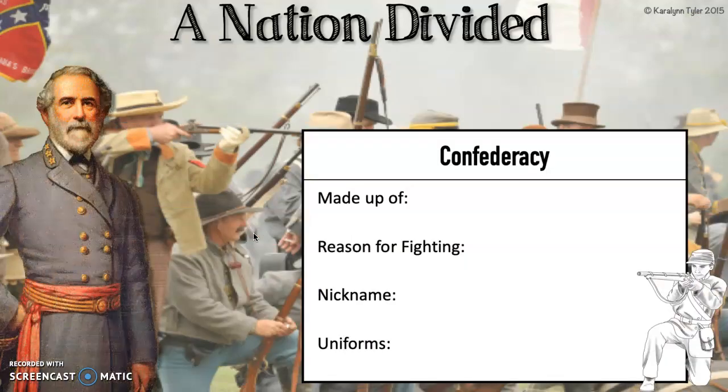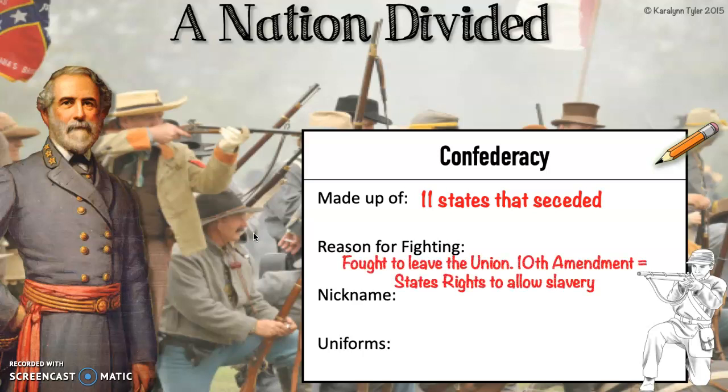Okay, so on the right side in the bottom of your page, you've got the Confederacy. It's the 11 states that seceded. They were fighting to leave the Union. They argued that they had rights protected by the 10th Amendment of the U.S. Constitution, the Bill of Rights, that gave states the rights to make laws that were not already decided by the Constitution. So they felt that it was up to them to decide whether or not they allowed slavery.